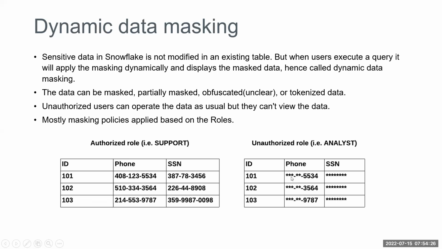If you see the phone number, it is partially masked. We are displaying only the last 4 characters of the phone number. And if you see SSN, this is completely masked. This is partially masked and this is completely masked. In the database, they don't store it like this, but while fetching the data from the database and displaying it to us, it will apply the masking policies dynamically.